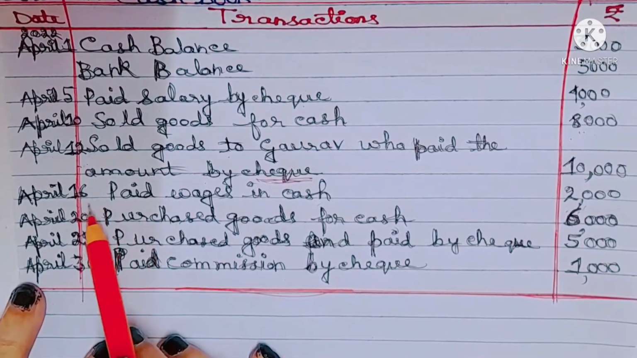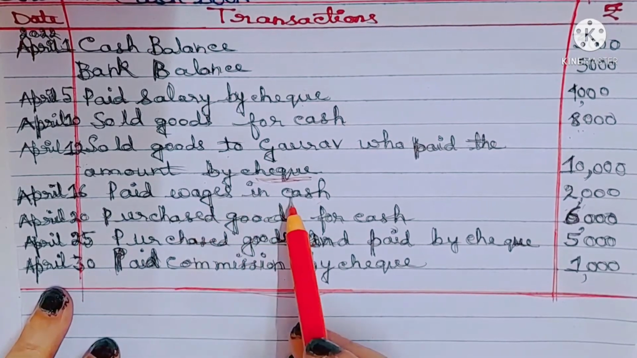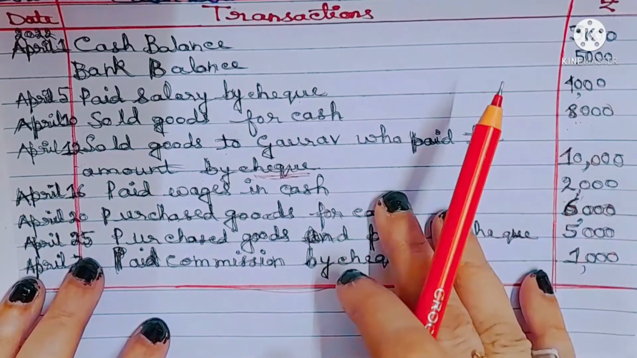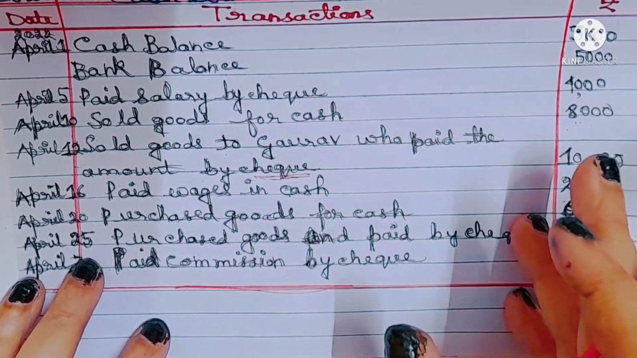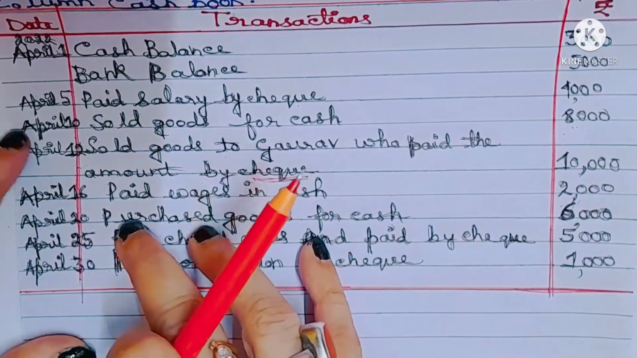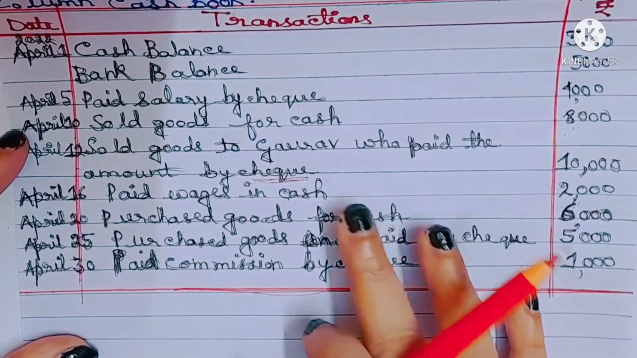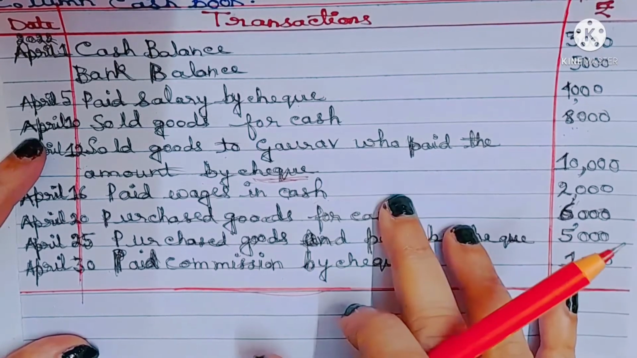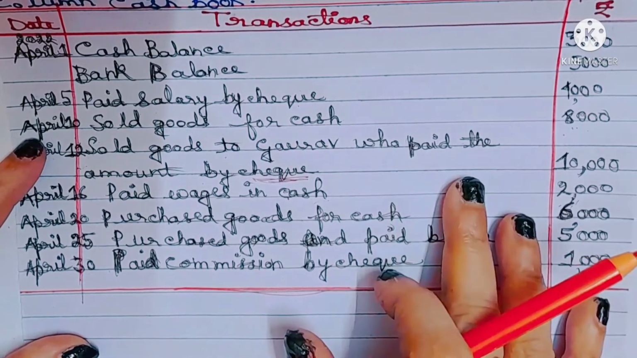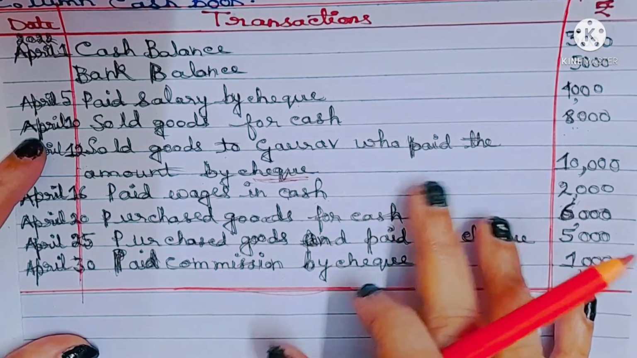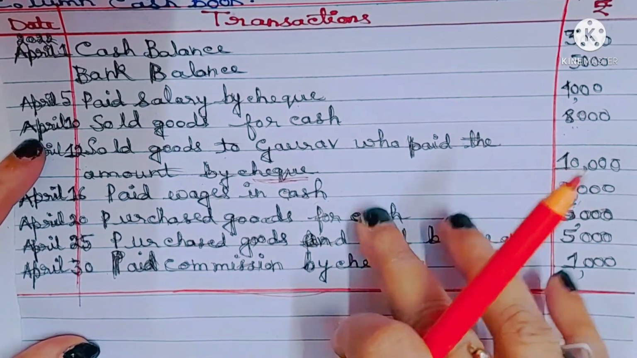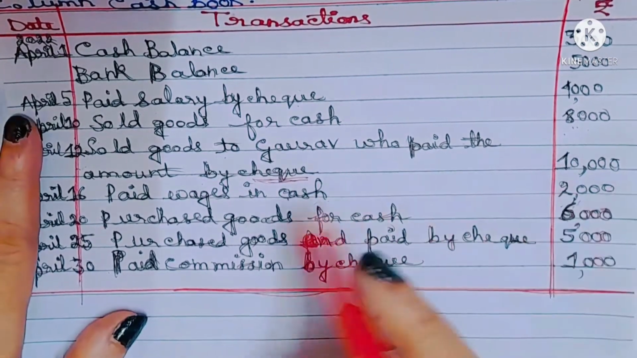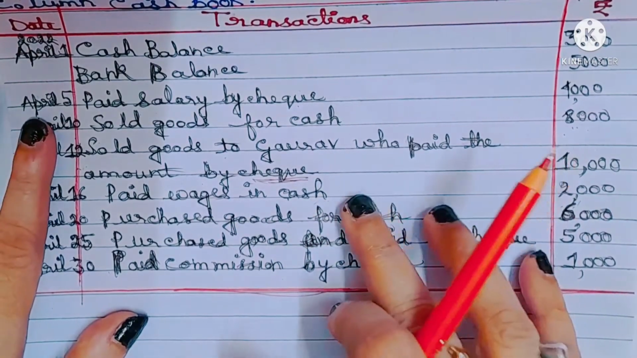The next transaction is on 16th April, paid wages in cash. Either the payments will be in cash or by check, or the receipts will be in cash or by check. Understood? Nothing else will happen. So on 16th April, paid wages in cash 2000. So what will be the journal entry? The journal entry will be wages account debit to cash account. So what is the position of cash account? Since cash account is on the credit side, wages account will also be on the credit side. So we'll have to write by wages account in the cash book on the credit side in the cash column 2000. Okay? Because the payment was made in cash. That is the reason we're going to write in the cash column.